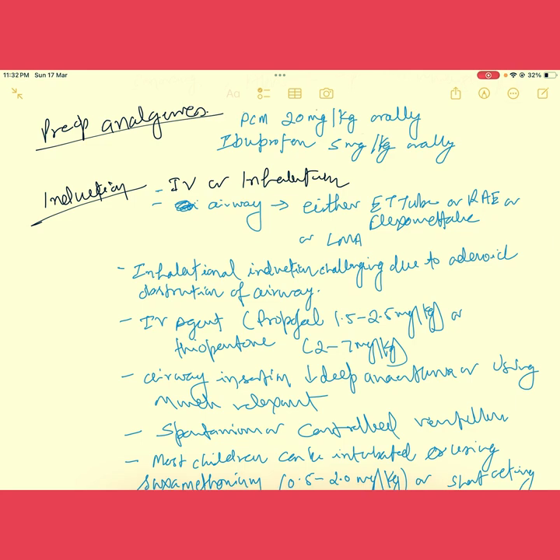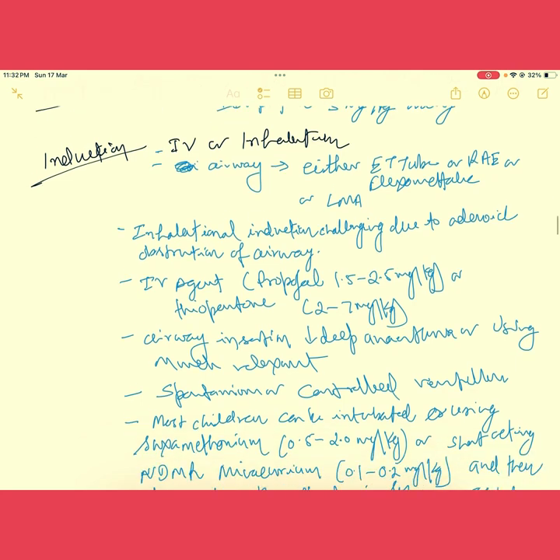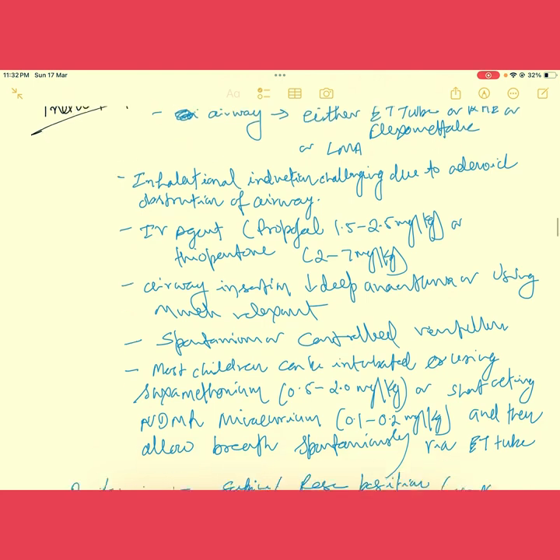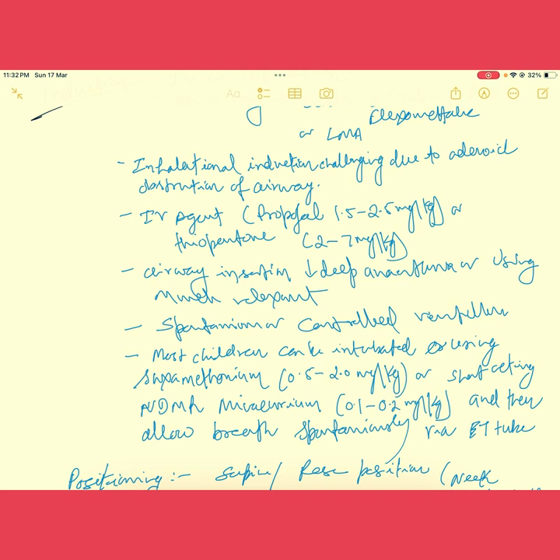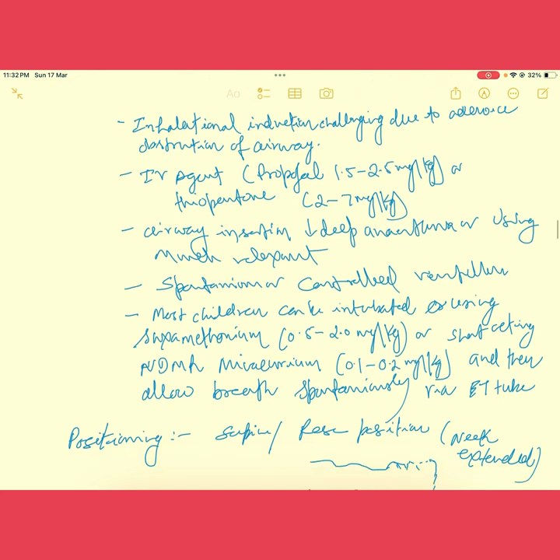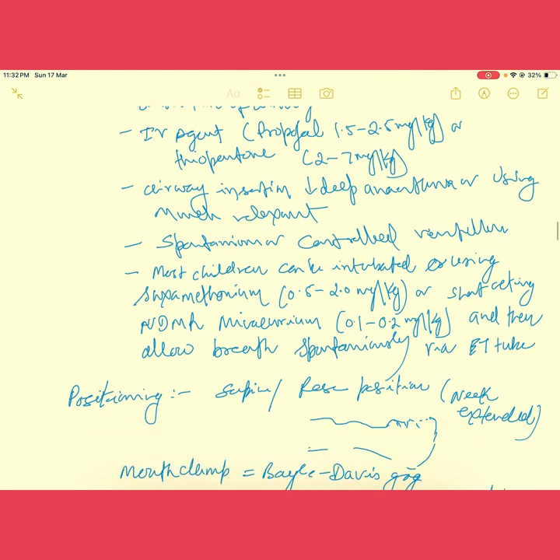Inhalational induction is challenging due to adenoid obstruction of the airway. IV agents: propofol 1.5 to 2.5 mg per kg or thiopentone 2 to 7 mg per kg. Airway insertion under deep anesthesia is preferred, or using a short-acting muscle relaxant like succinylcholine or mivacurium. Spontaneous or controlled ventilation is preferred.